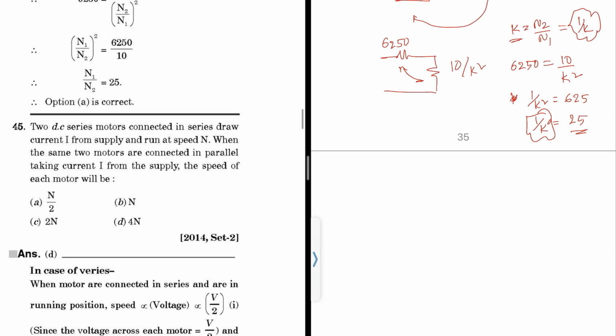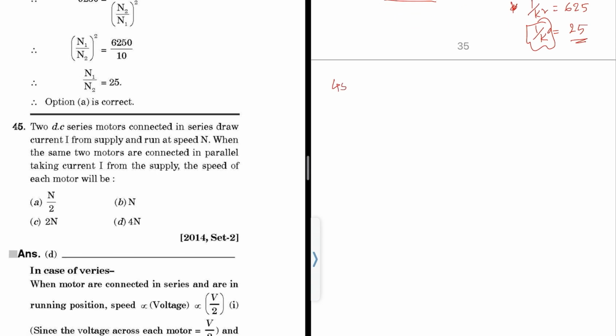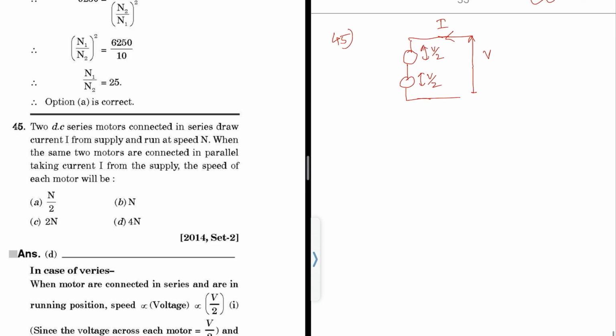Okay. So coming to the 45th question. Two DC series motors are connected in series to draw a current. So there is one motor and the other motor, these two are DC series motors connected across a voltage V. These two are similar, so V by 2 and V by 2, and the current is I. Now the same two motors are connected in parallel across V, and the supply current is I, so here I by 2 and here I by 2.